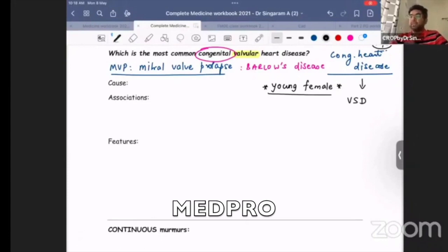So why do you think this mitral valve is prolapsing? What is the cause for that? Of course, it's a congenital condition, but the cause is myxomatous degeneration of the valve.